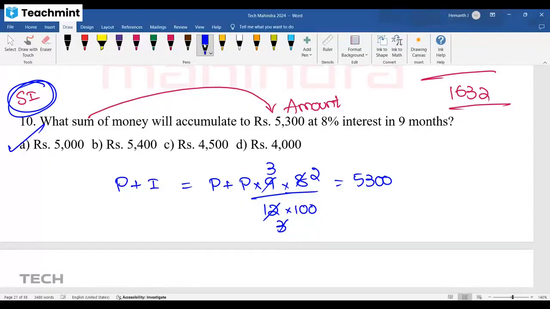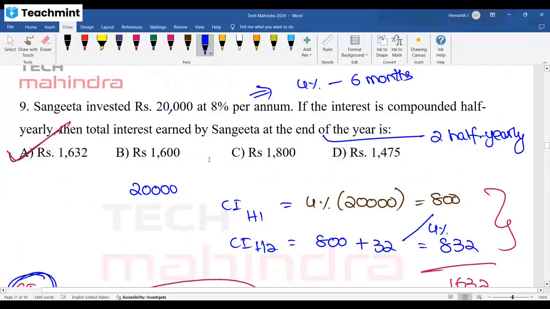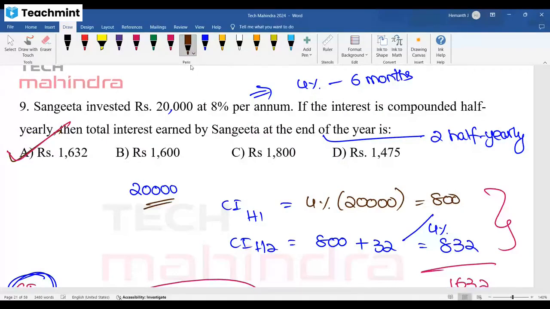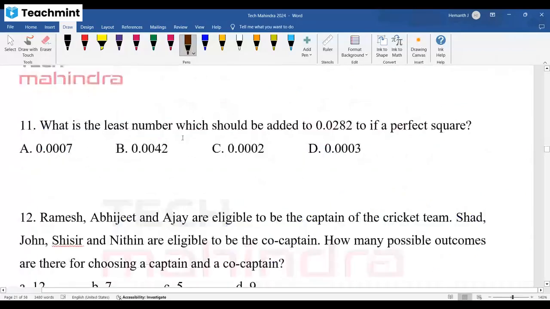So 5,000, is it? Yeah, you can take LCM, divide by 100, 106P equal to 5,300 into 100. 50 times 106 is 5,300, so P is 5,000. Simple interest, compound interest related, at least one question. As you have only 12 questions, you can expect one question from this. One from probability and permutation combination together, one from logarithm, one from simplification, right?